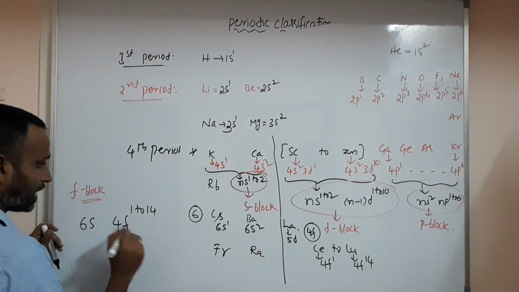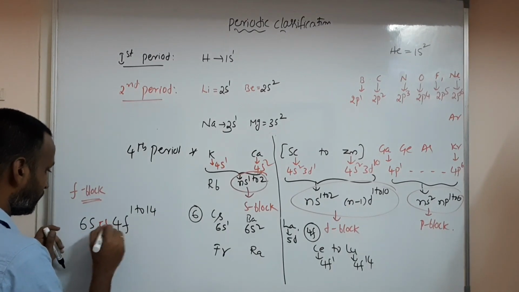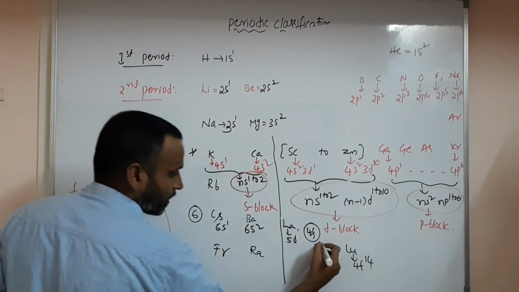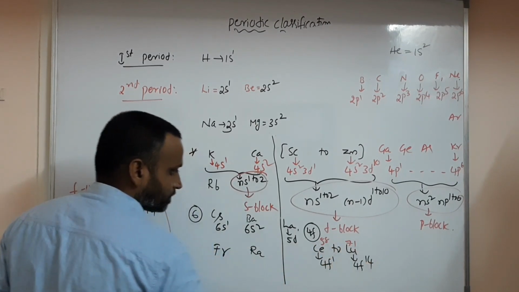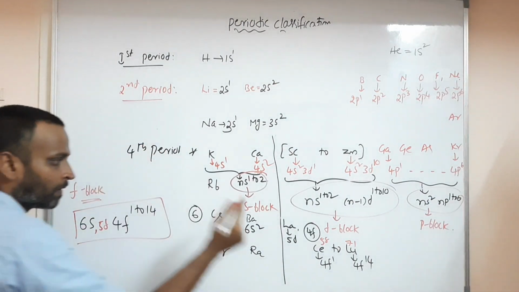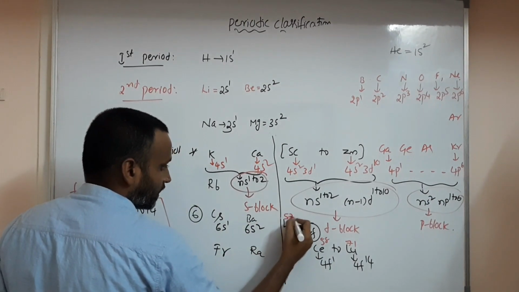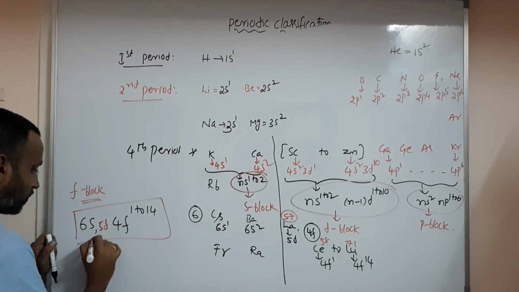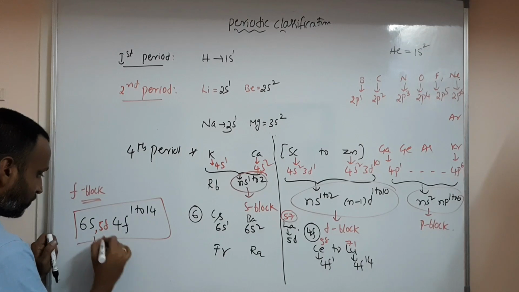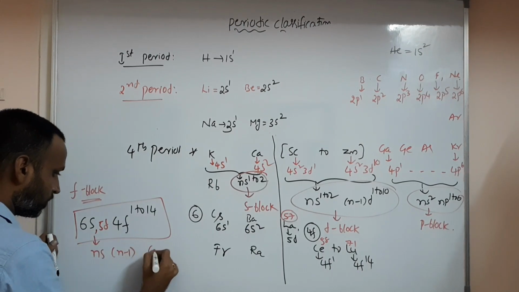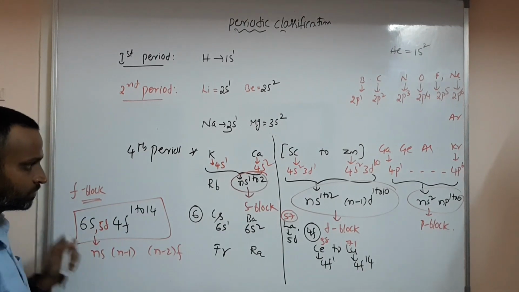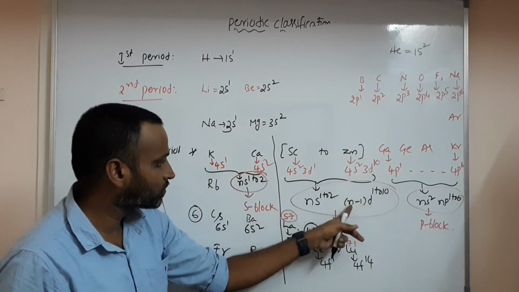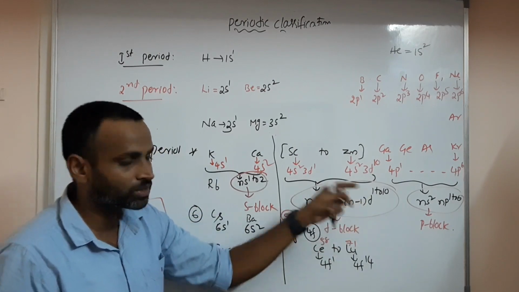So you are having 6s, 5d for F block, 4f 1 to 14. It is from 58 to 71, total 14 elements. This lanthanum 57 is the atomic number. How to get atomic numbers also, let's see. So 6s 5d 4f. What is the configuration you can write? This is ns, 5d means n minus 1, and 4f means n minus 2. Here also n minus 1 d, understood? 4 is the n value. 4 minus 1 is 3. That's why we wrote d block.